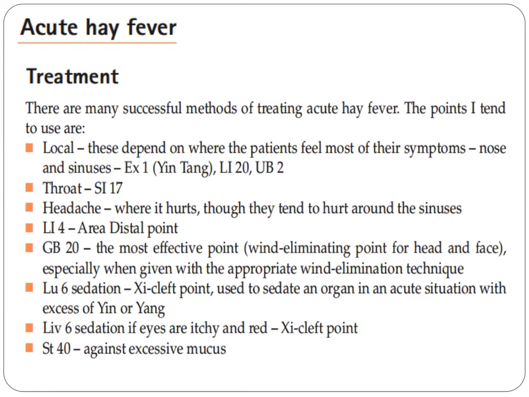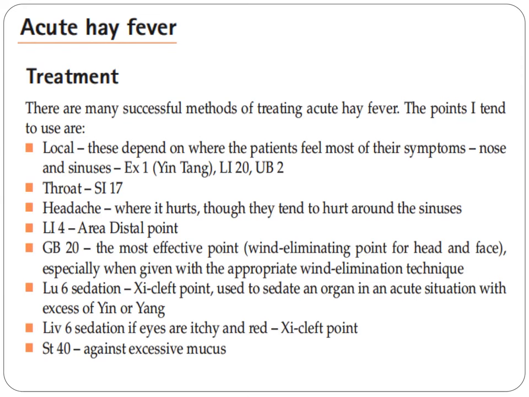For treatment, there are many successful methods for treating acute hay fever. The points I tend to use are, first, my local points; this depends on where the patient feels most of their symptoms. First, for nose and sinuses: extra point 1, the Yintang, LI20, UB2. For the throat, SI17. If there's a headache, where it hurts, though they tend to hurt around the sinuses: LI4, the distal point, and GB20, the most effective wind eliminating point for the head and face, especially when given with the appropriate wind elimination technique.